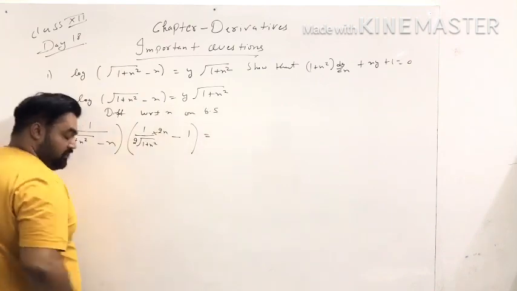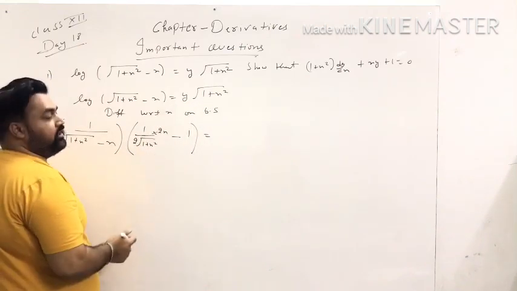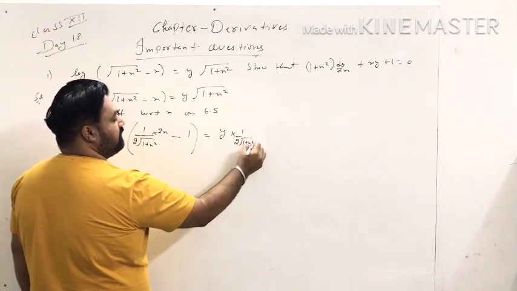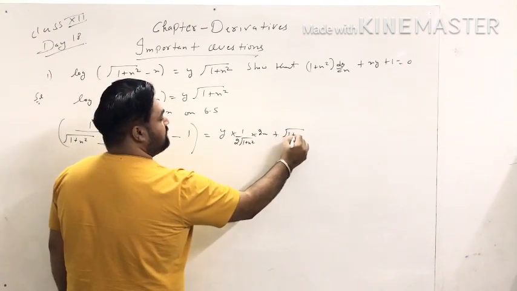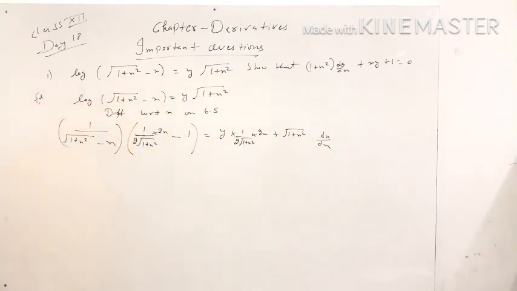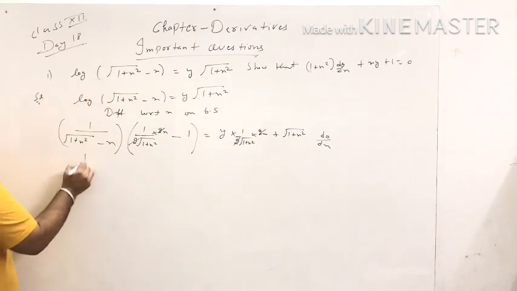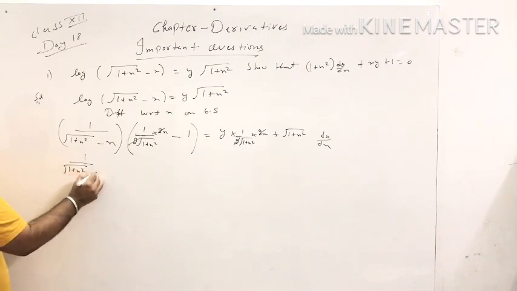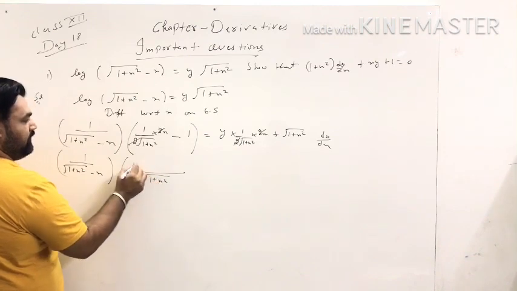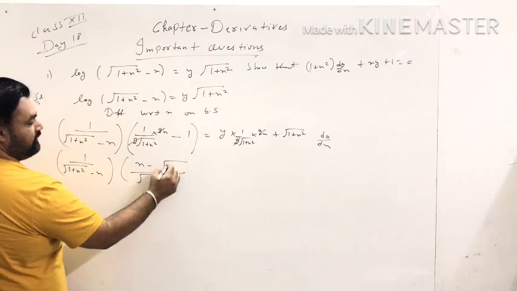On the right hand side we use the product rule because there are two terms: first term into the derivative of second term, plus second term into the derivative of first term. Now 2 cancels 2, and we are left with 1 upon root 1 plus x square minus x. Now we take LCM, and by taking LCM we get this equation.